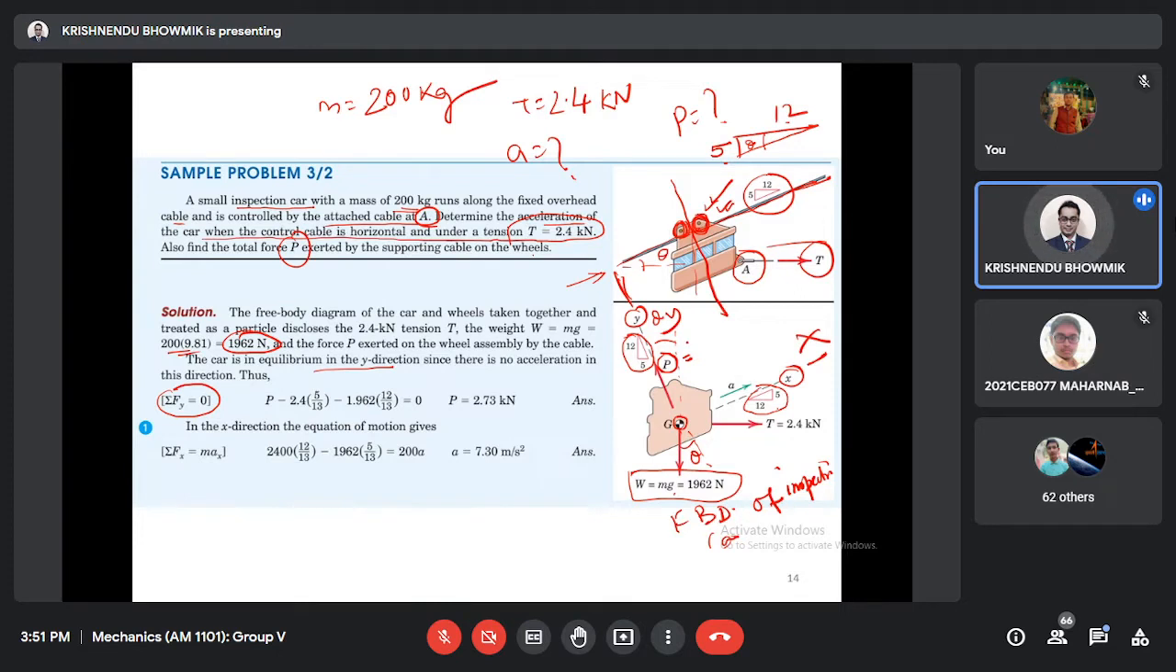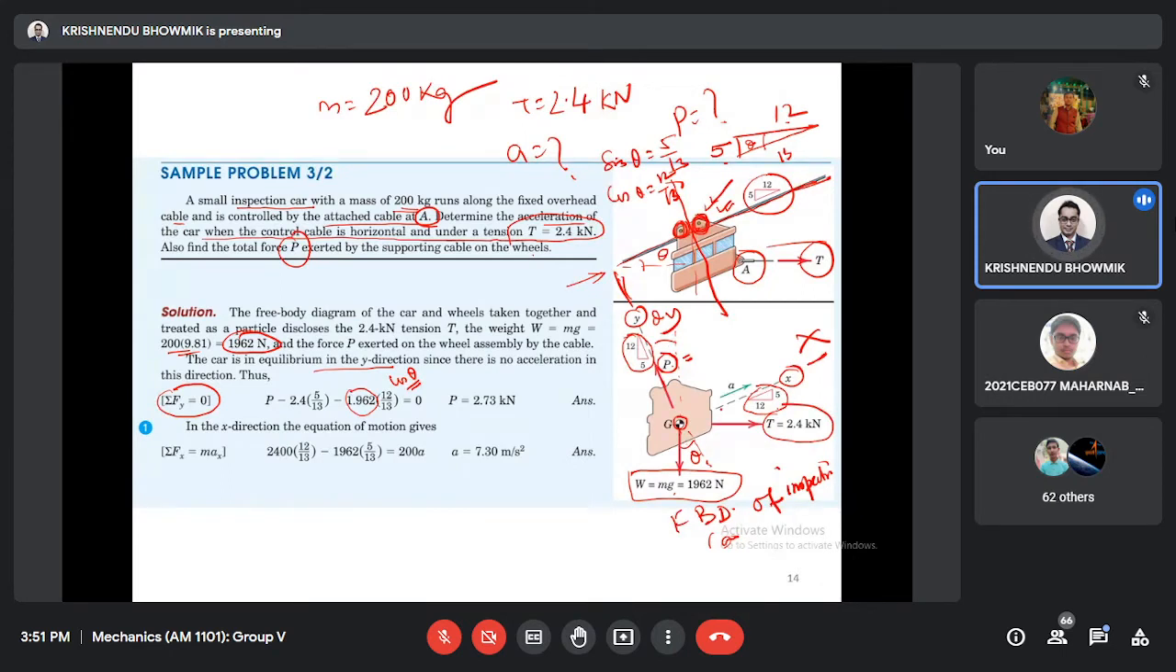Okay. So now from the concept of sin theta and cosine theta, 5, 12, then it will be 13. So sin theta is 5 by 13 and cosine theta equal to 12 by 13. Okay. So this is P minus W in kilonewton, multiplied by cosine theta. So this minus this minus T component, 2.4 kilonewton T component.